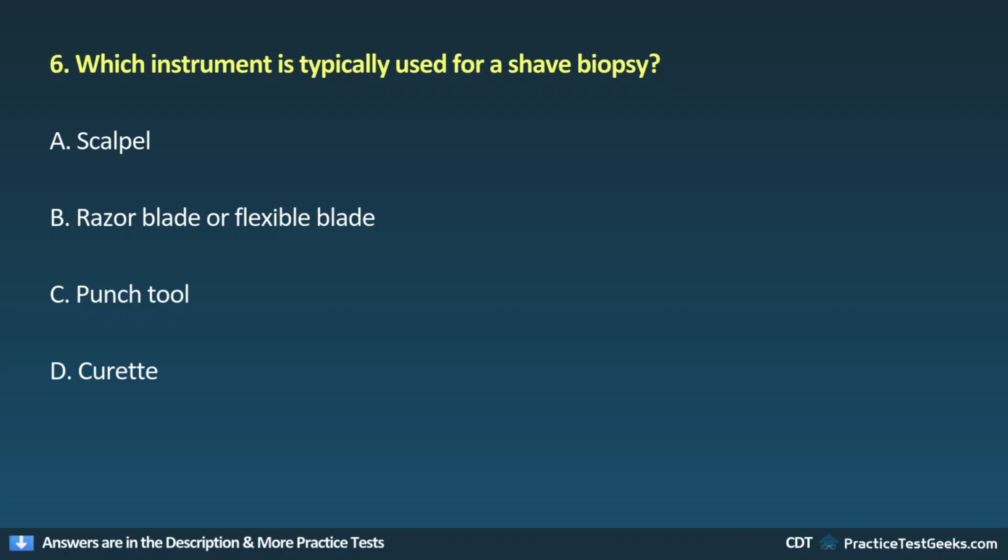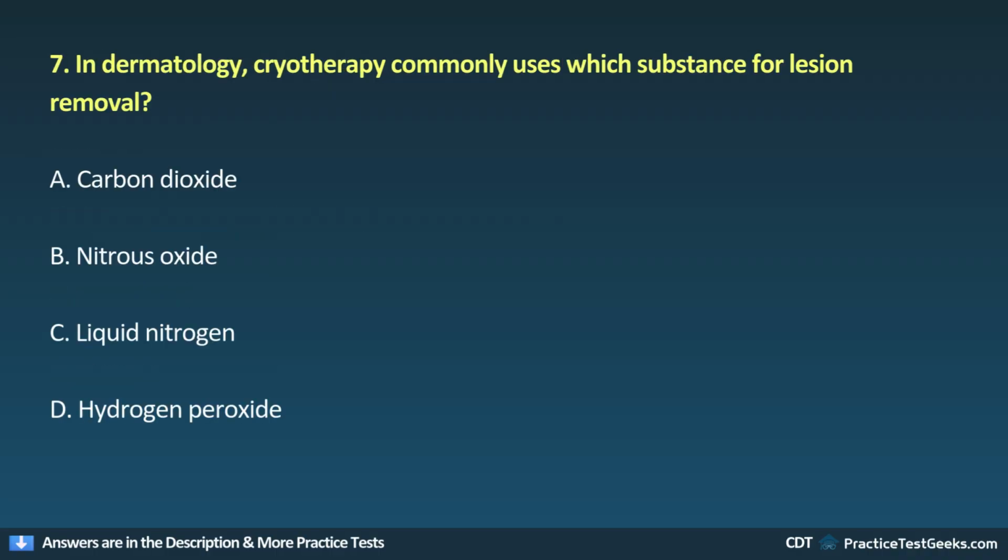D. Curette. 7. In dermatology, cryotherapy commonly uses which substance for lesion removal? A. Carbon dioxide. B. Nitrous oxide. C. Liquid nitrogen. D. Hydrogen peroxide.